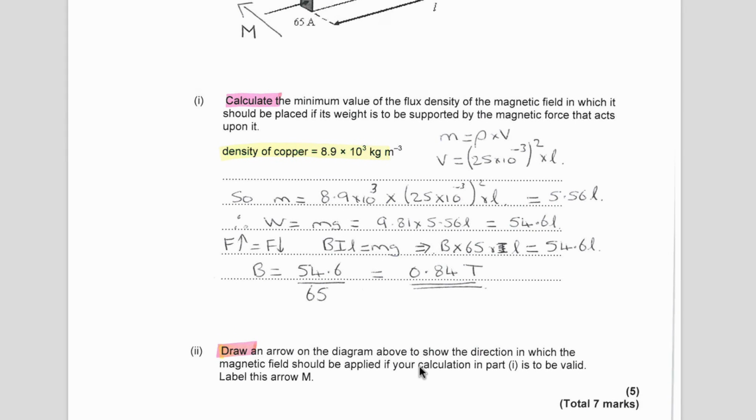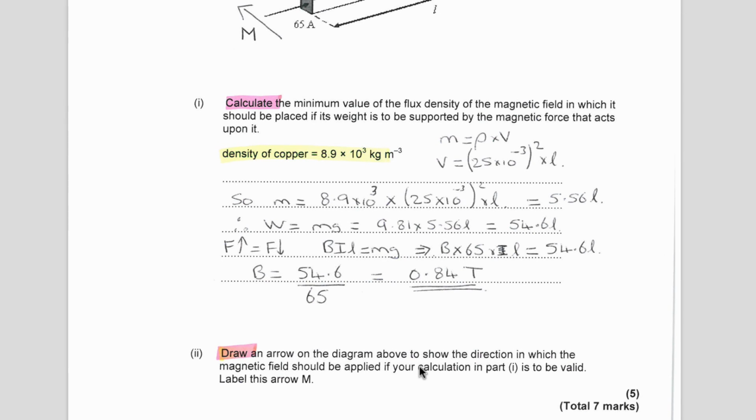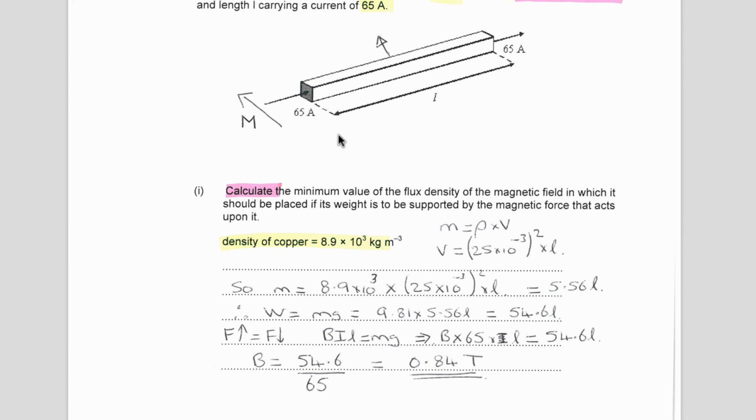The final part of this question asks us to draw an arrow to show the direction in which we should apply a magnetic field so that this calculation works. So we need to work out the direction of the magnetic field, and to do that we're going to use Fleming's left-hand rule. We take our left hand, and the current is going from left to right, so we place our second finger pointing from left to right. We know the force has to be upwards so it can balance the weight of this bar. And so your first finger points from north to south, showing you the direction of the magnetic field. So basically we need a magnetic field that's going into the paper.